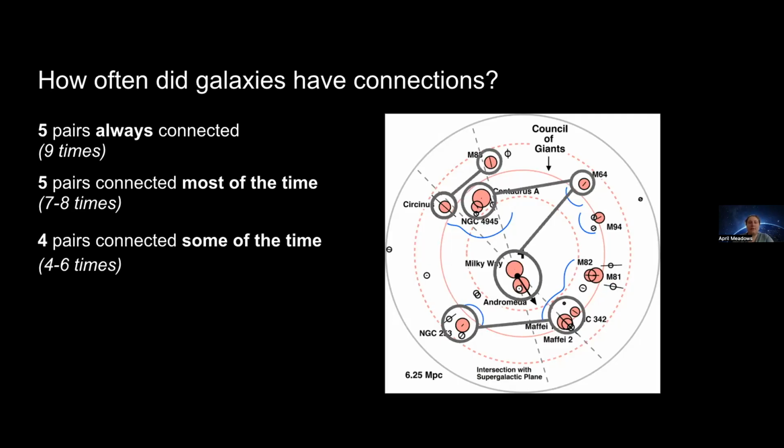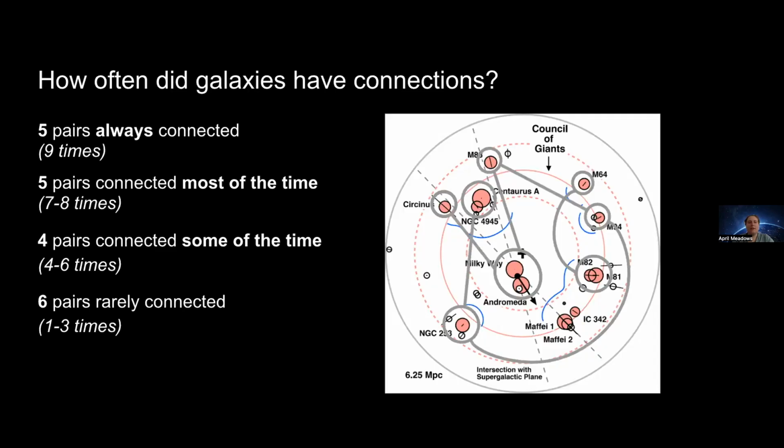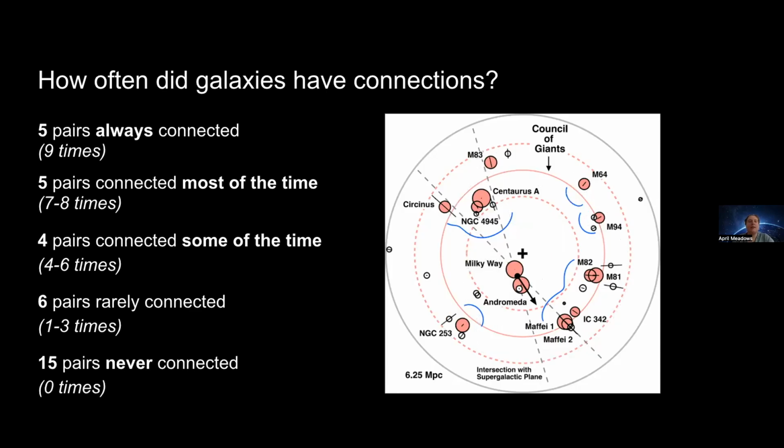And then we had 4 pairs connect some of the times, so 4 to 6 times out of those total 9. From there, 6 pairs rarely connected, so 1 time or up to 3 times. And out of all the possible connections that could have happened, 15 of those never connected out of the 9 plates that we analyzed.